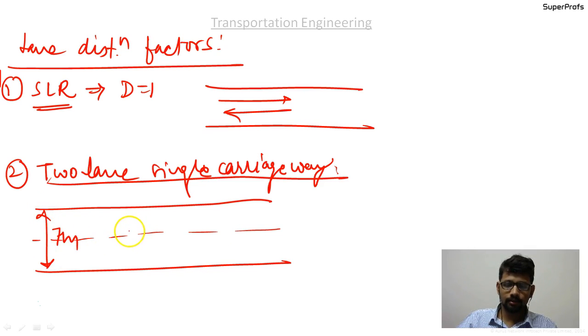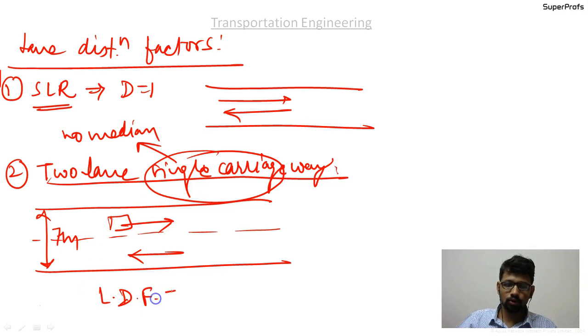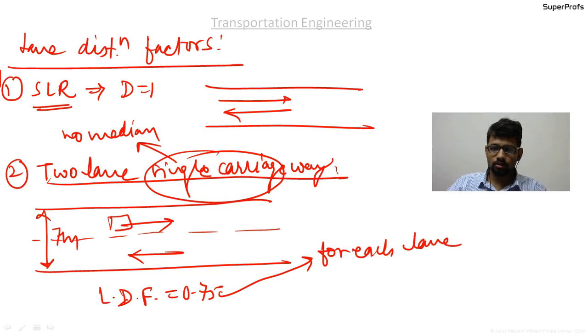The vehicles are moving in this direction and in this direction also. Single carriageway stands for no median, which means no divider. In this case, the lane distribution factor LDF is equal to 0.75. This is for each lane, 0.75 for each lane.